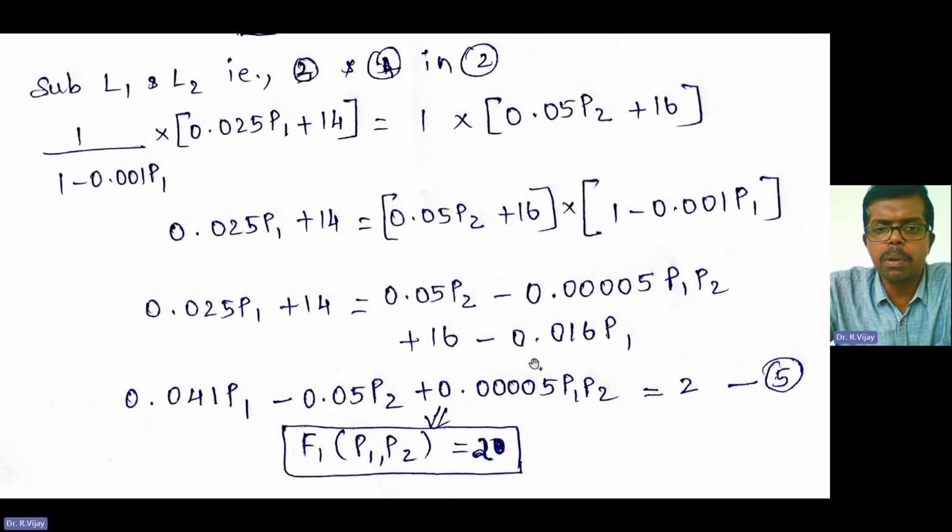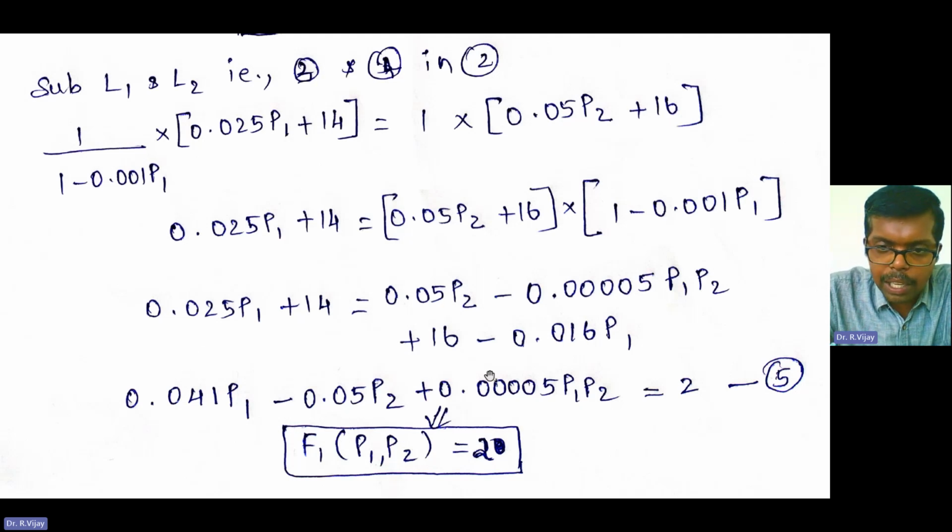While doing this problem, if you miss even one 0 here, the whole problem will go wrong. So you need to be very careful about how many digits there are after the decimal, the zeros, everything you need to take correctly. So this is equation number 5. This is nothing but function 1 of P1 comma P2, that we are taking as F1 of P1 comma P2 is equal to 2.